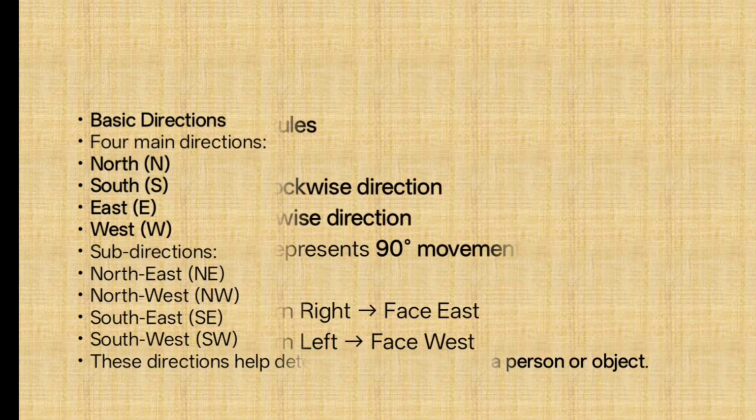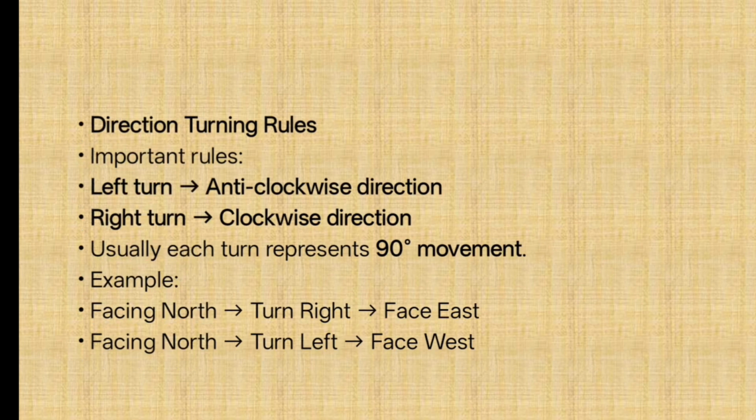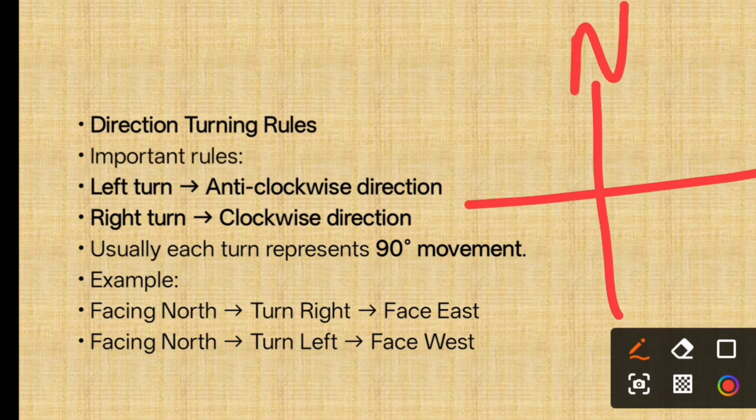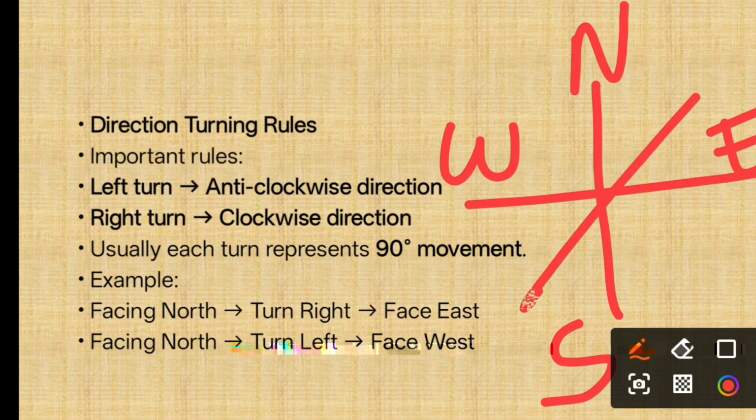Okay, so the next part is the direction turning rule. So what is the direction turning rule? First of all, this is the main chart. Here is north, here is south, here is west, and here is east, and these are the four main directions. So there are two turning rules. The first turning rule is called the left turn, and the second is called the right turn. The left turn is the anti-clockwise direction, and the right turn is the clockwise direction. Usually each turn represents a 90-degree movement.